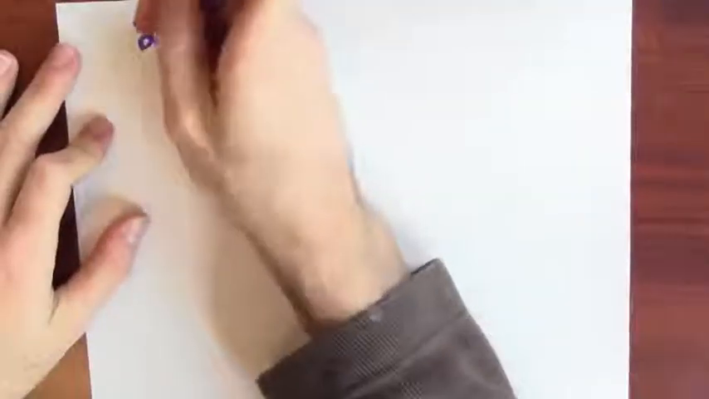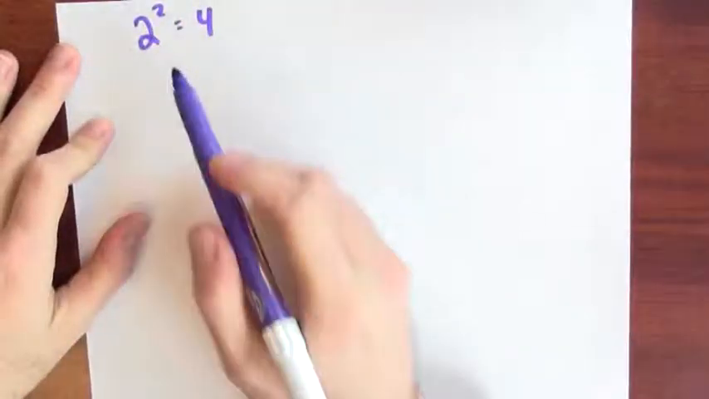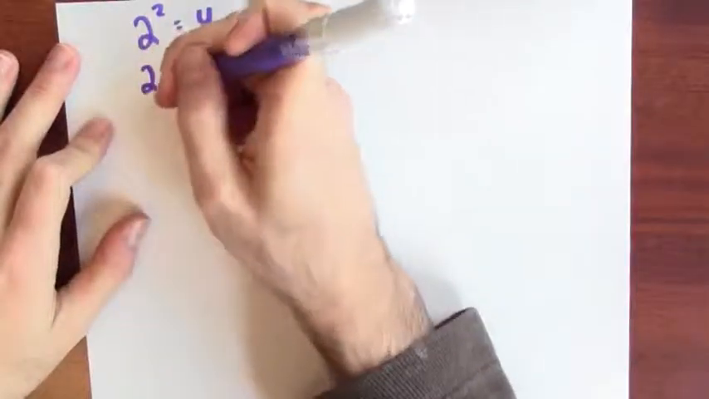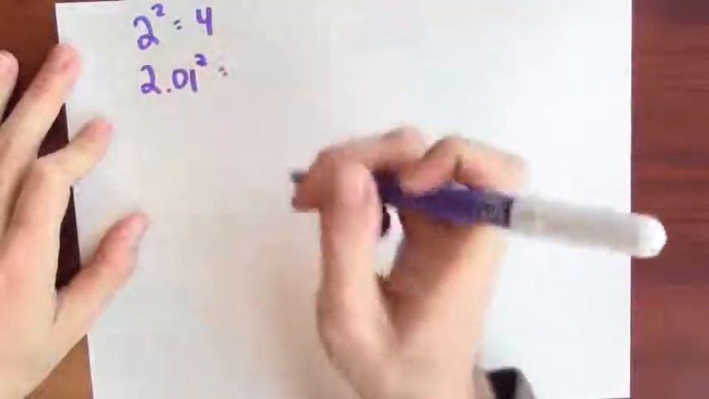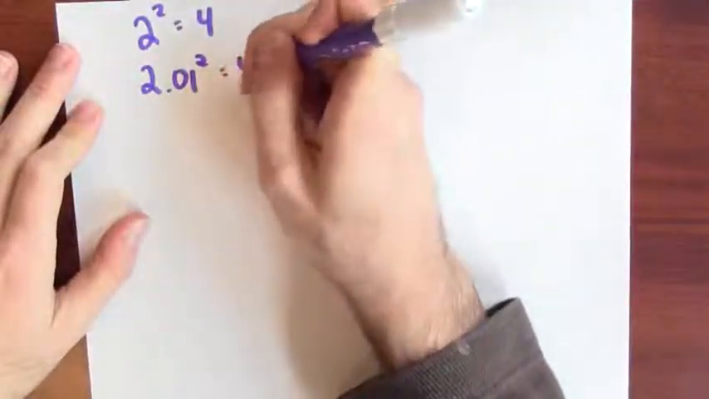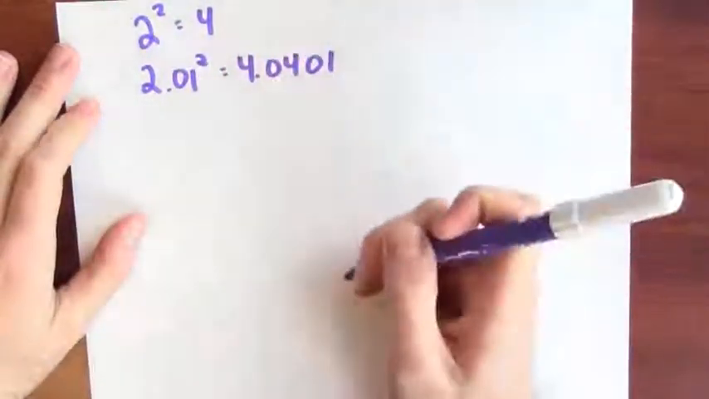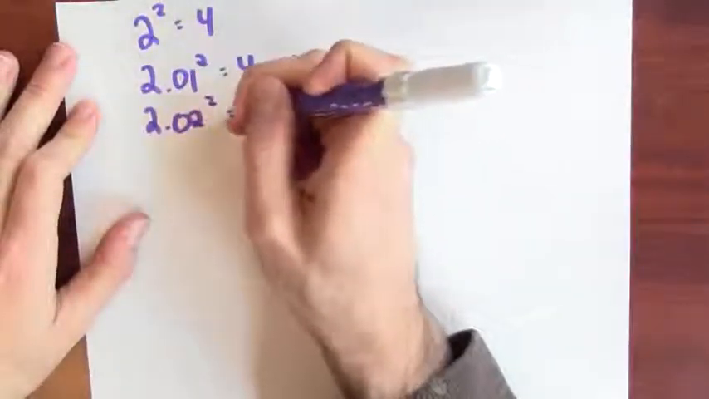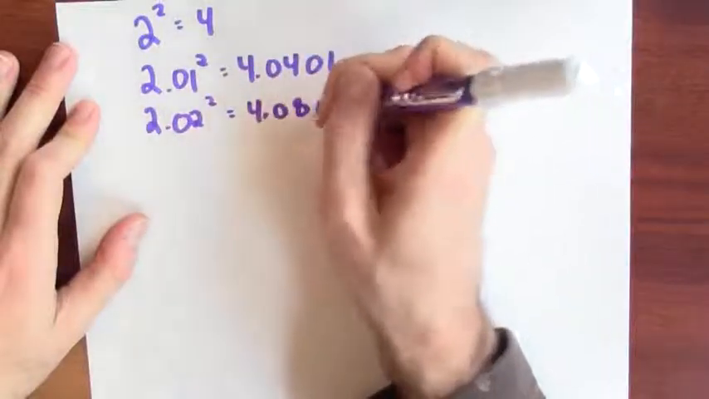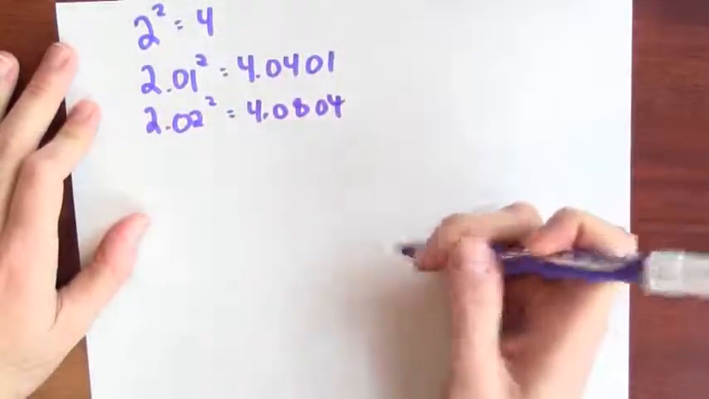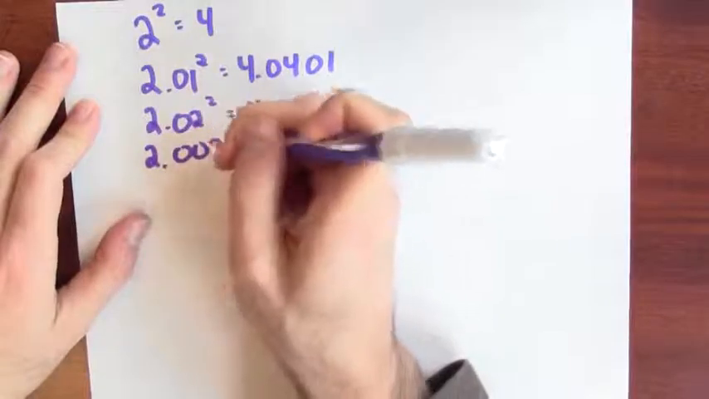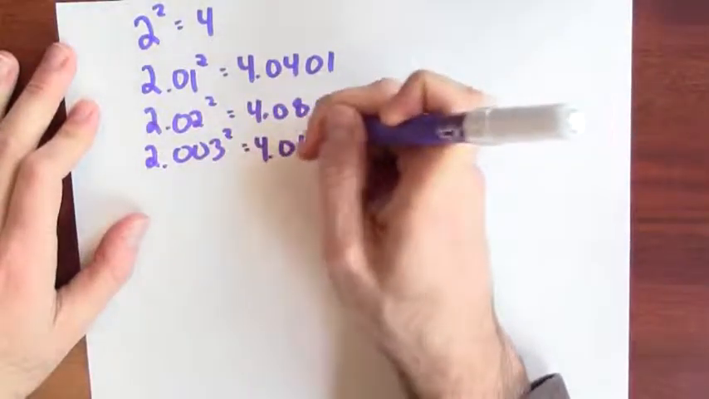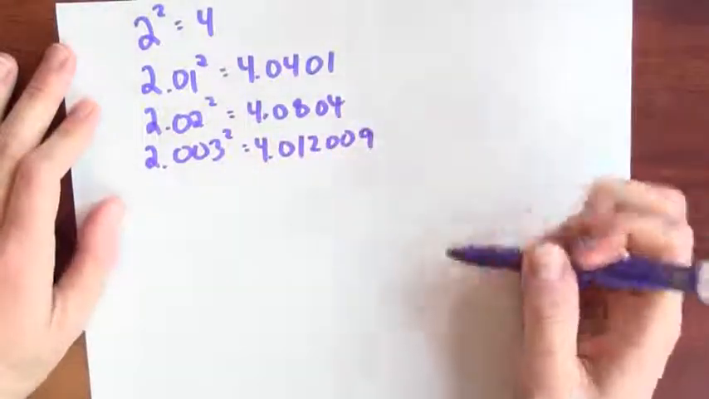So let's start off by just noting that 2 squared is 4, and I'm going to wiggle the 2 and see how the 4 wiggles. Instead of plugging in 2, let's plug in 2.01. 2.01 squared is 4.0401. I'll just keep on going with some more examples. 2.02 squared is 4.0804. 2.003 squared, say, is 4.012009. Okay, so those are a few examples.